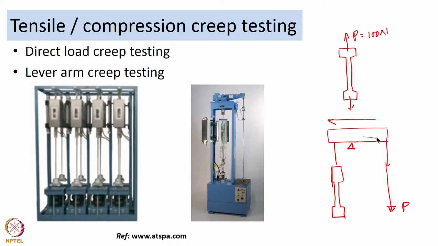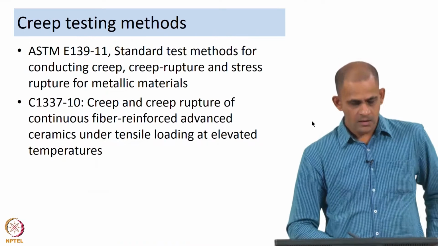So, you have a moment acting on the right arm of the lever, and then you also have a moment acting on the left side of the fulcrum, and based on balancing of moments, the load that is applied is eventually amplified and transmitted to the sample. So, these are the two approaches that have been developed. You can have a direct load creep testing method, or you have a lever arm creep testing method.